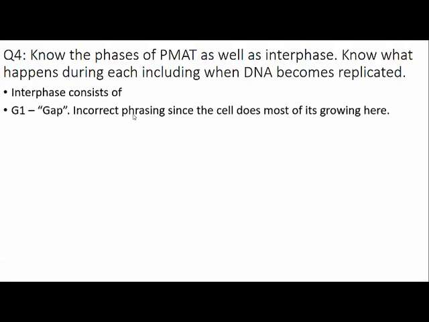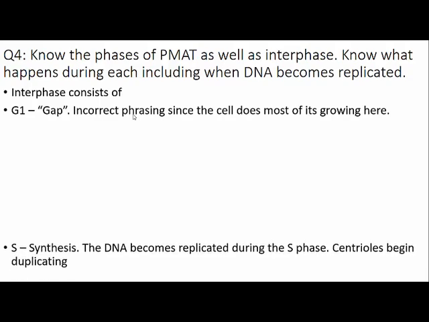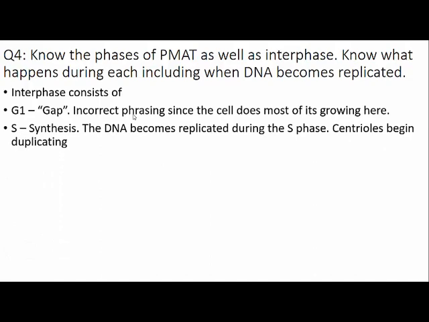So interphase consists of G1, which stands for gap. Now, that's incorrect phrasing, because it's not a gap of activity. The cell does most of its growing in the G1 phase. It does not stand for growth, it stands for gap. The second part of interphase is the S phase, which is known as synthesis. The DNA becomes replicated during the S phase, and centrioles begin duplicating. And the centrioles are where spindle fibers come from, attached to duplicated chromosomes and get pulled apart. In G2, both centrioles are finally formed and will be used to pull the duplicated chromosomes apart during anaphase.